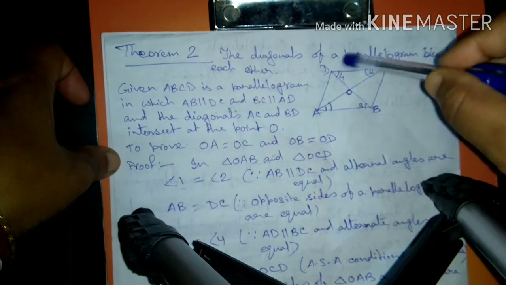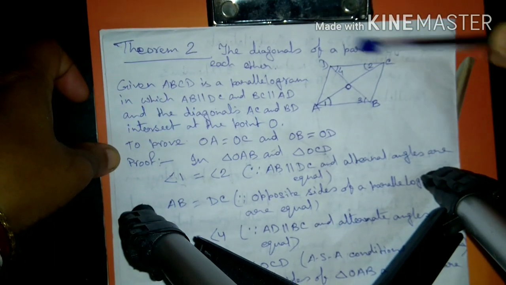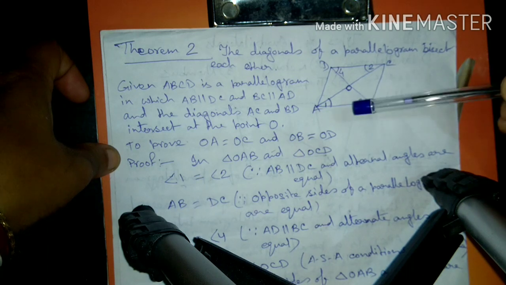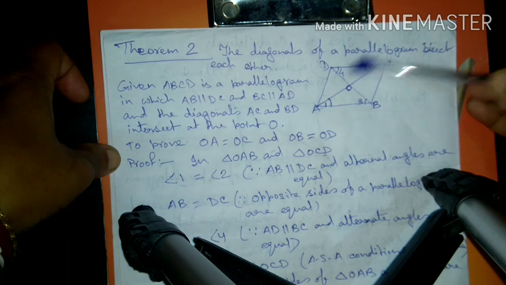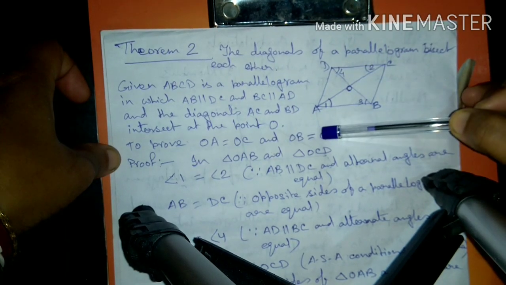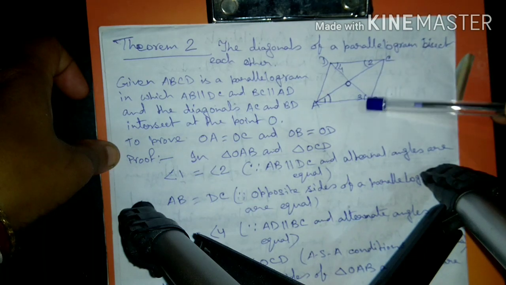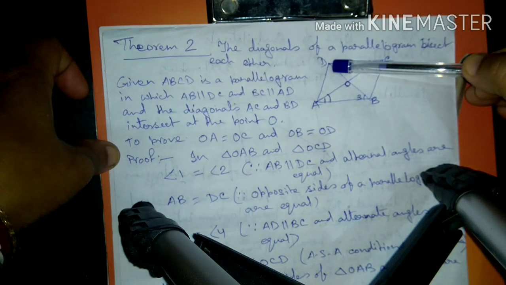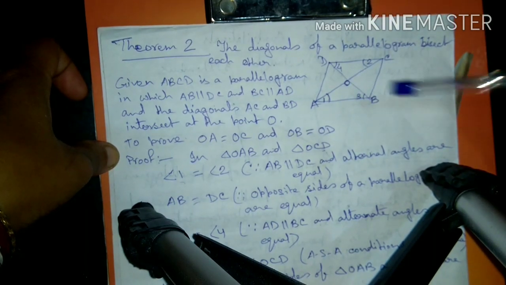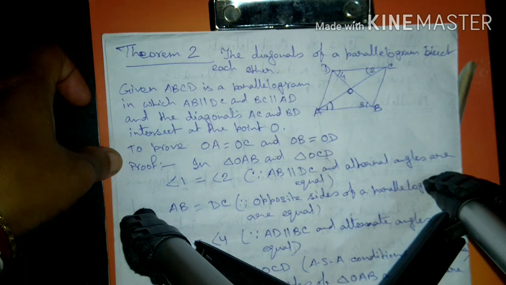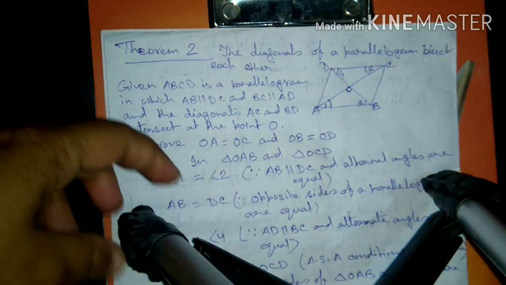We will take these two triangles, that means triangle OAB and triangle OCD. We will consider. So what we can see? Angle 1 is equal to angle 2. Why? They are the alternate angles because AB is parallel to DC. Yes or no? Similarly, angle 3 is equal to angle 4. Why? Because AD is parallel to BC. They are also alternate angles. Yes or no? And also what we know?